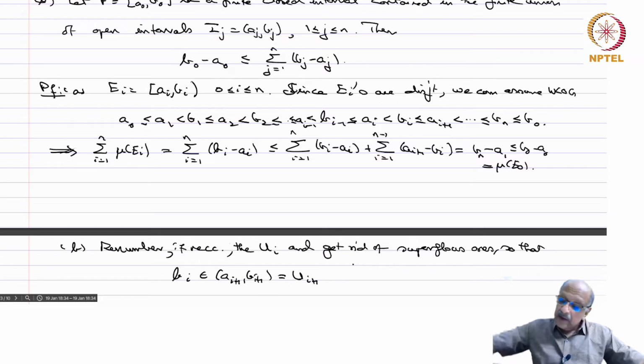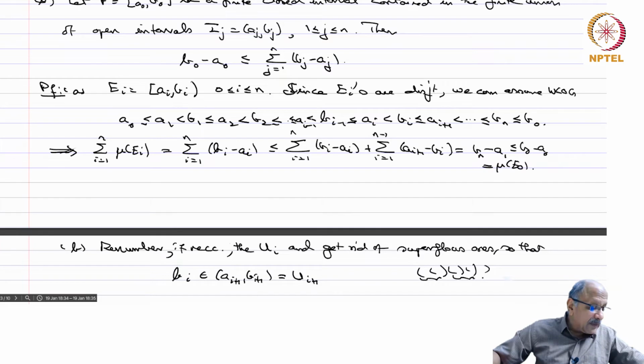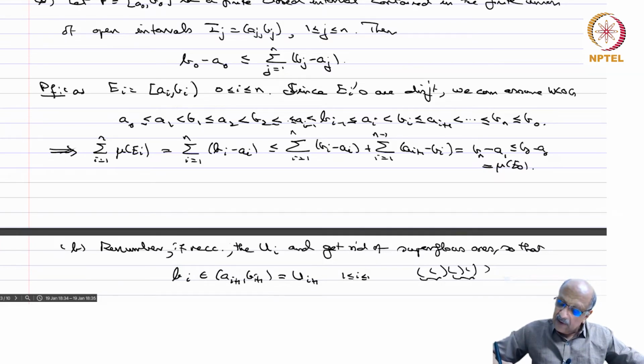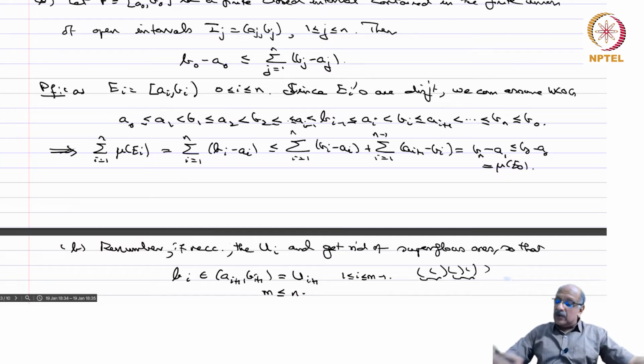Okay, so the intervals are like this: the first one, then the second one, then the third one, and so on. Each time the interval is contained in the next one. Okay, so that's how we are going to write them. We number them like that: 1 less than or equal to i less than or equal to m minus 1. If there are some more, so m is less than or equal to n. So we have got rid of some extra ones which may be the repetitions of these sets and so on.